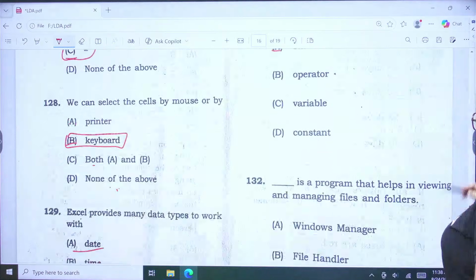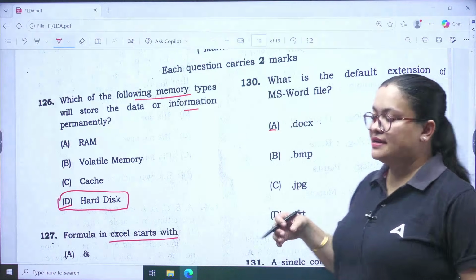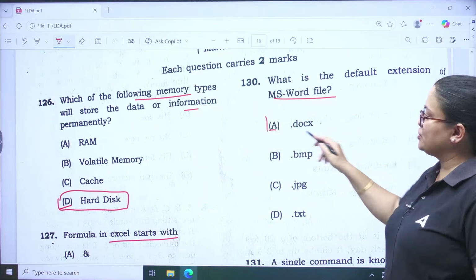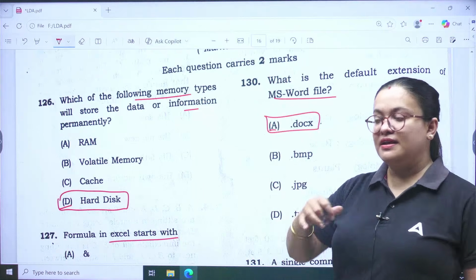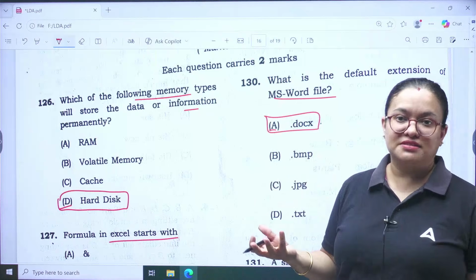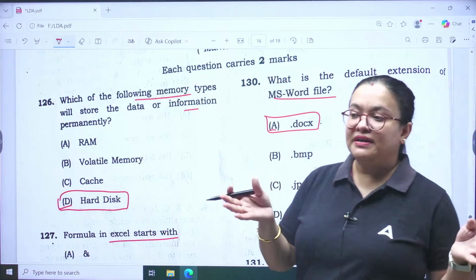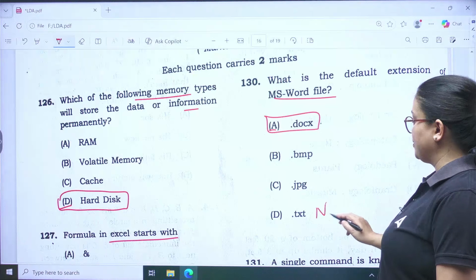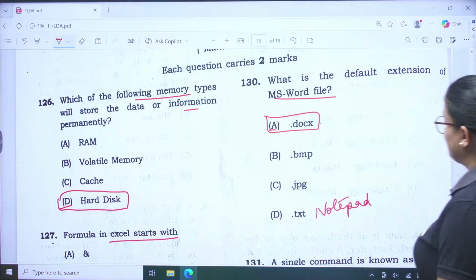Next, 130 question is very easy, because whenever you are working with such a document and saving it, it is saved with a default extension. The default extension of MS Word is .docx. BMP is for business module profile, meaning there are different profiles, like in Word, there is a profile for business models also. JPG, we use to store our pictures, sometimes our documents also in JPG format, while text is for Notepad. Whenever we save something in Notepad, we save in this particular format. Do remember the formats' names.